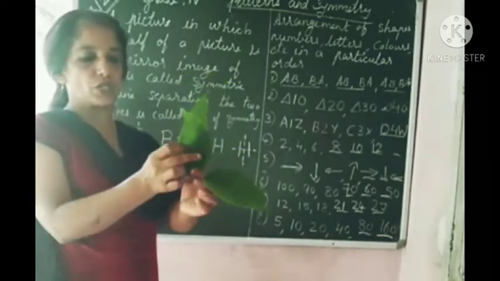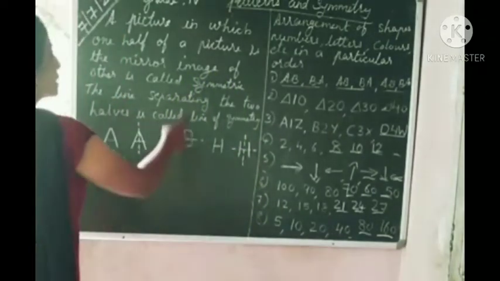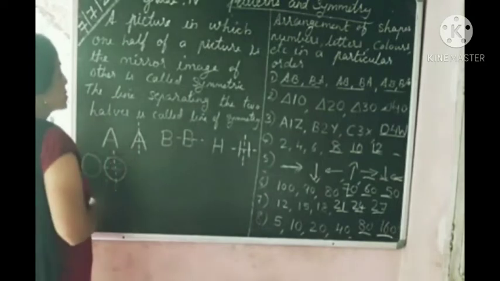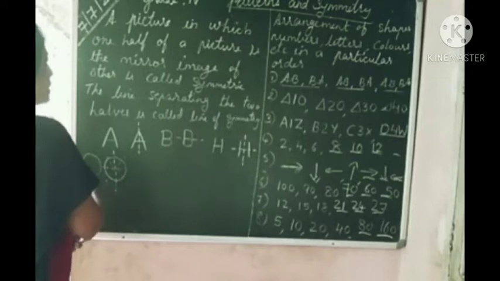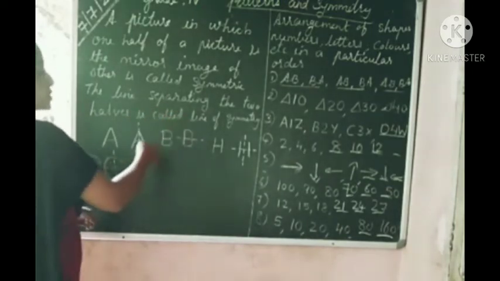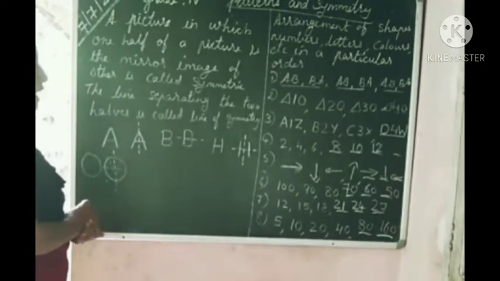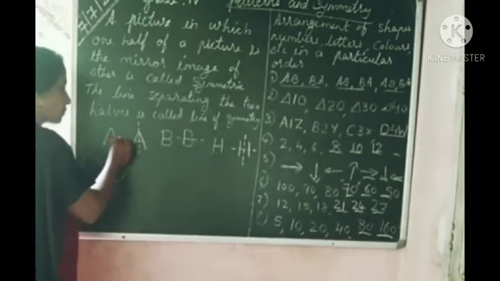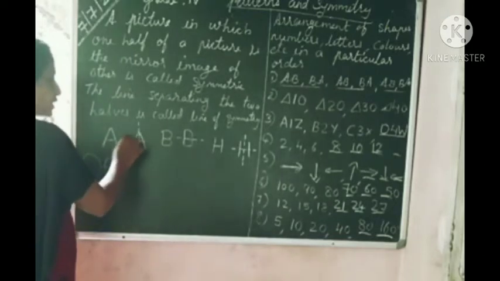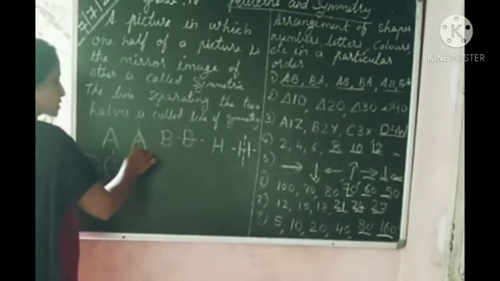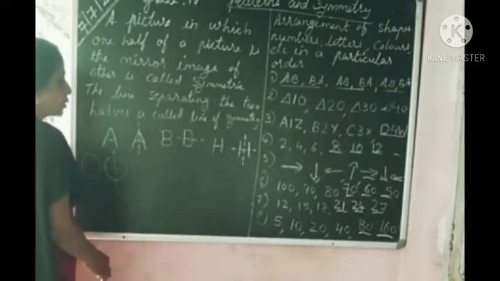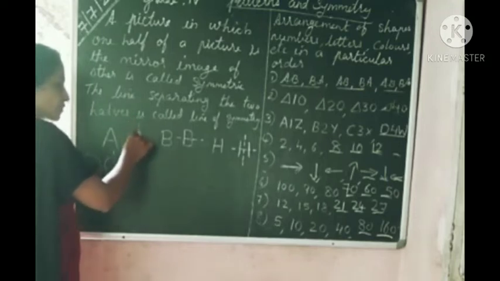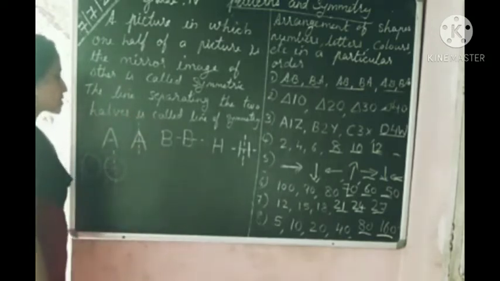This is the mirror image. Therefore, it is called a symmetrical shape. A picture in which one half of a picture is the mirror image of the other is called a symmetrical shape. The line separating the two halves is called the line of symmetry. Look, the alphabet A. We can divide it using this line. This line is called a line of symmetry or symmetrical line. Line of symmetry. Then is this a vertical or horizontal line of symmetry?